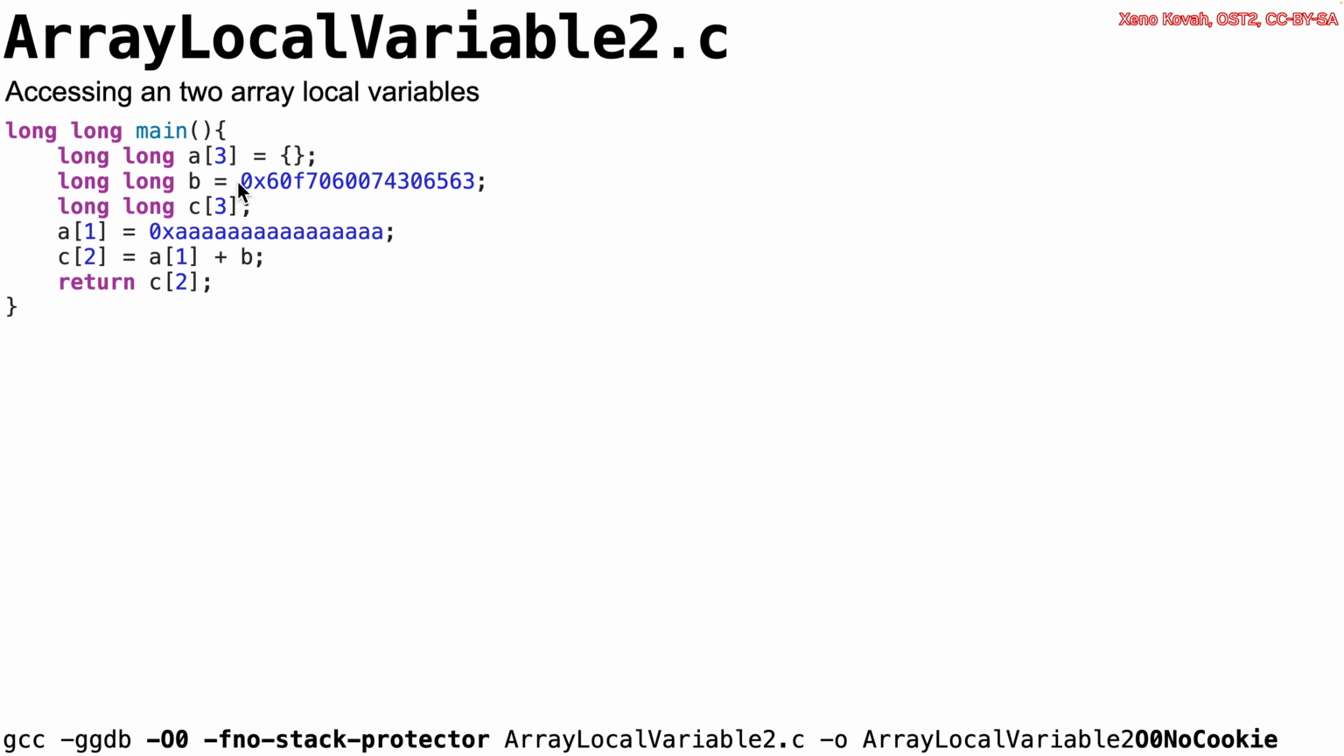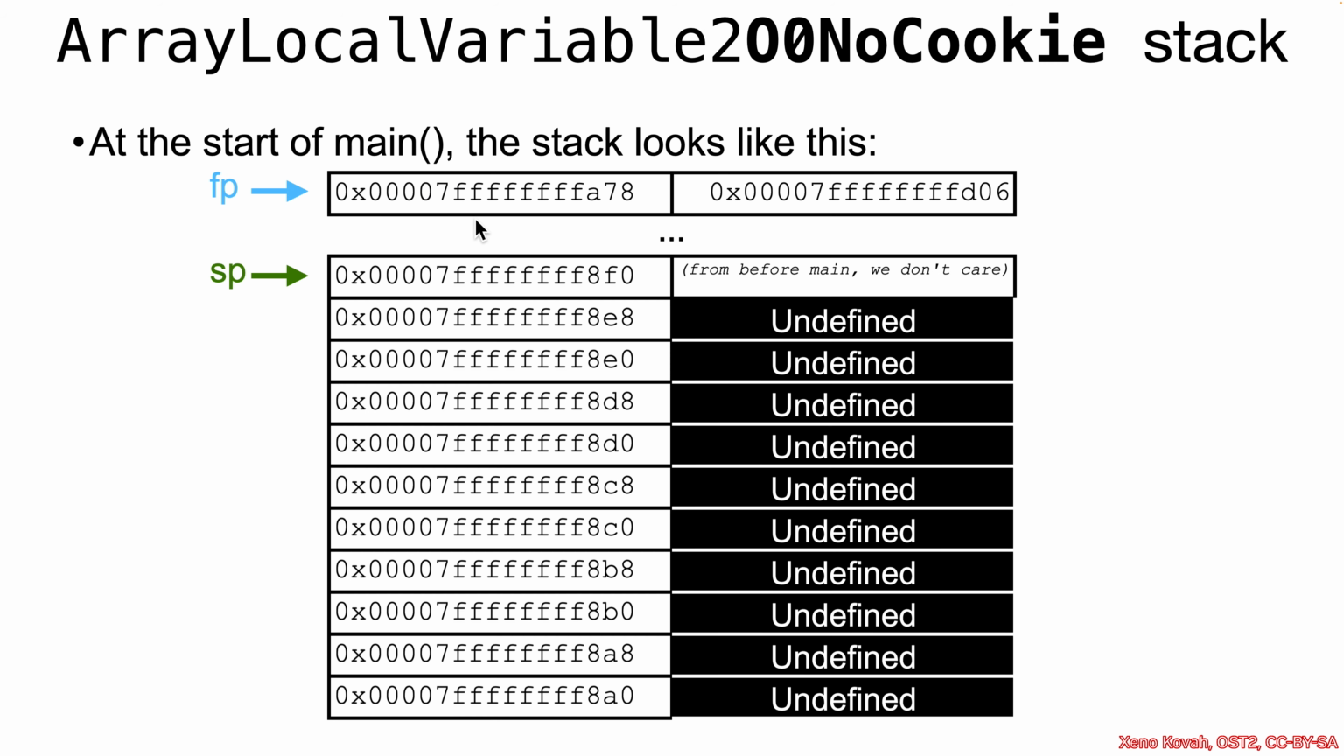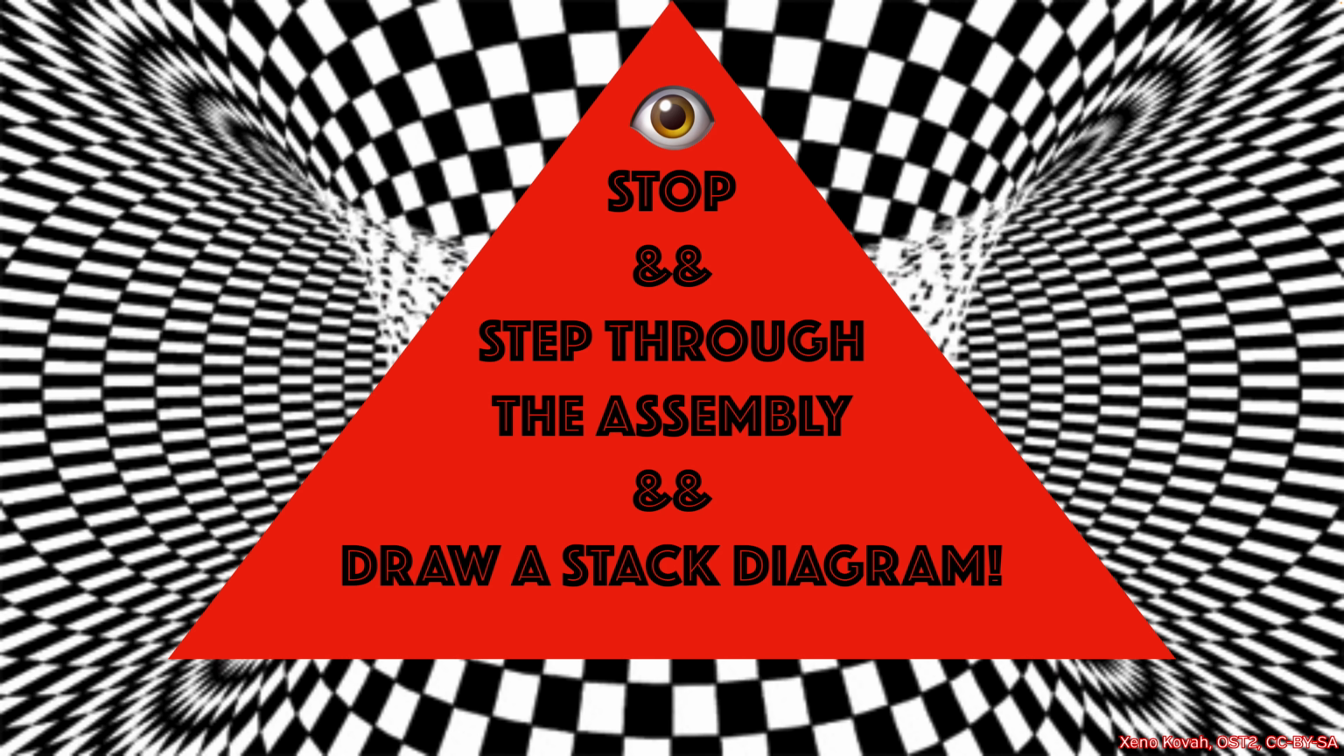Will B be in the middle? Will B be at the beginning? Will B be at the end? We don't know until we compile it and step through the code. No new assembly here, no surprise. So go ahead and start with your initialized values and create your own stack diagram based on stepping through this code in the debugger.